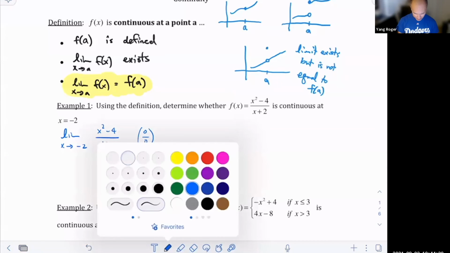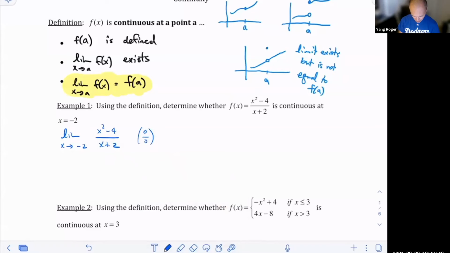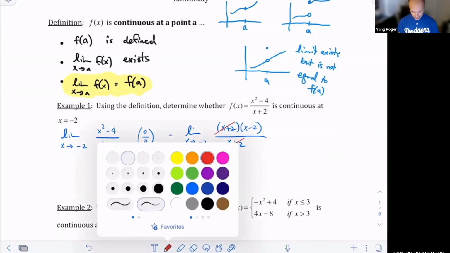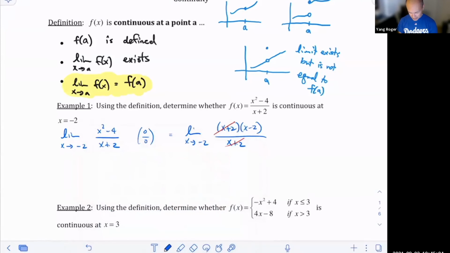I think Mario already mentioned that this was a difference of 2 squares. So let me write this as the limit as x goes to -2. I can write the numerator as x plus 2 times x minus 2, and I can write the denominator as x plus 2 like this. Then we can see that I can cancel one term from the numerator and one term from the denominator. So in the end, that allows me to just plug in -2 and I get -4, like this.